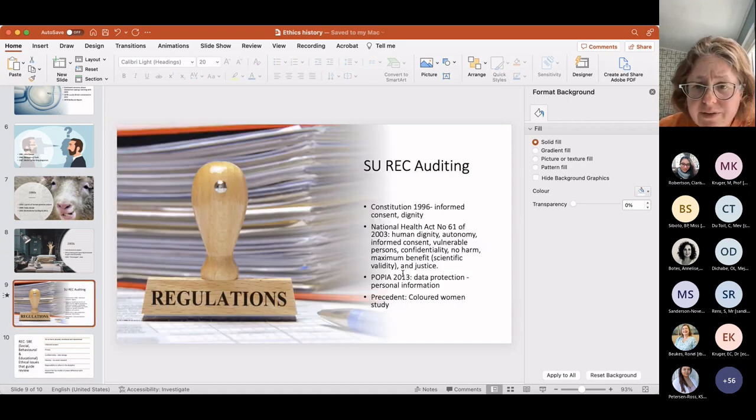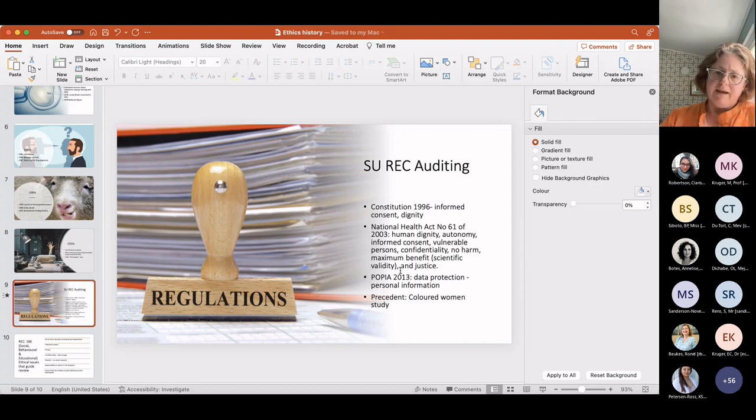We're also covered by the National Health Act, number 61 of 2003, which determines very clearly that we need to audit and make sure that all research on humans covers the dignity of those humans, supports the autonomy of participants and informed consent, that we make sure that vulnerable persons are protected, and that the confidentiality of the information is protected, that no harm comes to them, that maximum benefit is gotten out of research, so this includes scientific validity, and that justice is served in research, right?